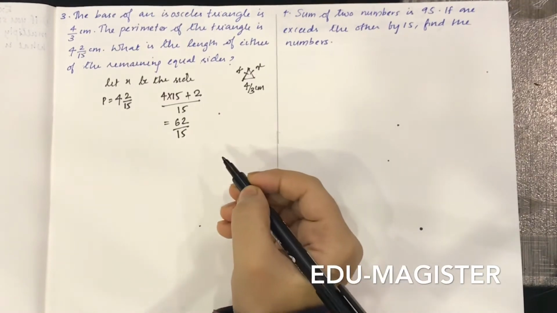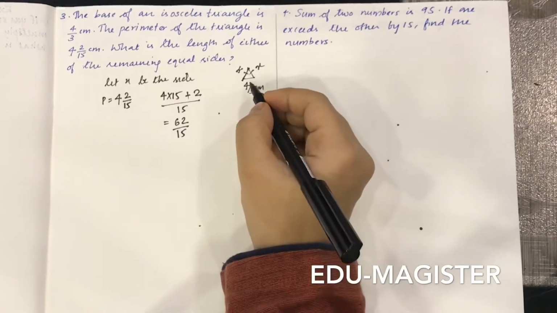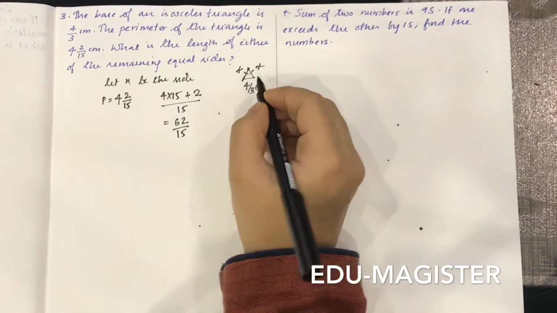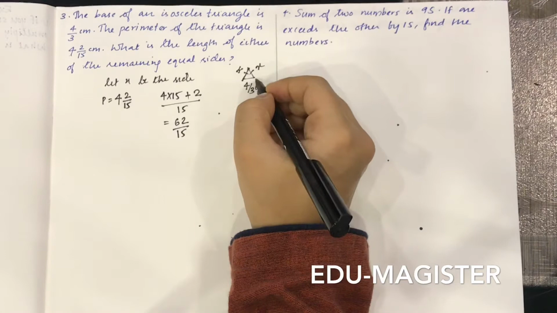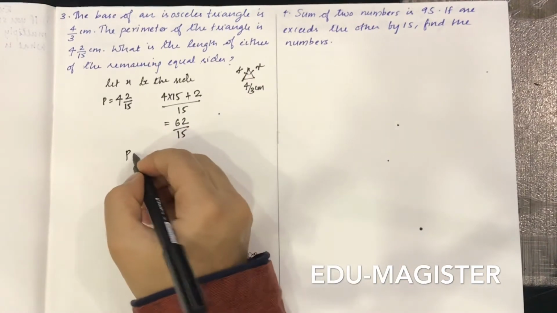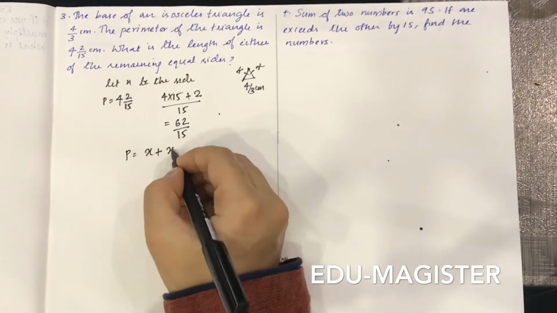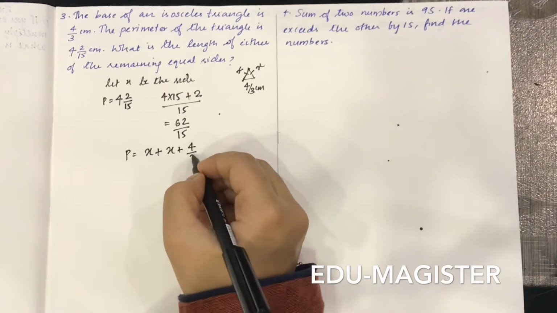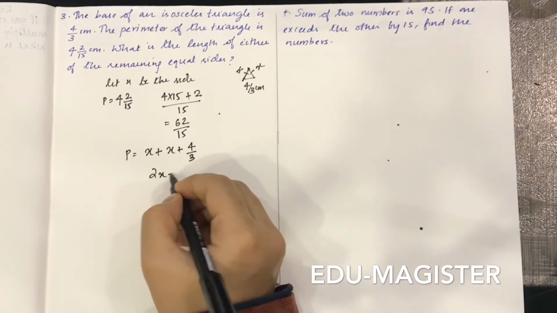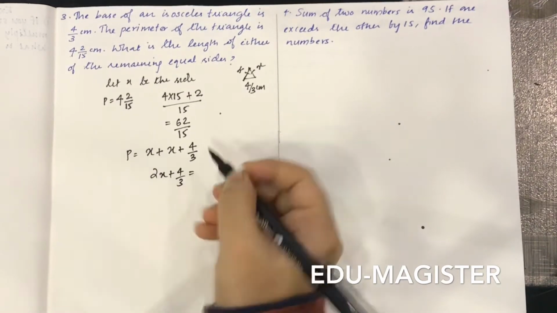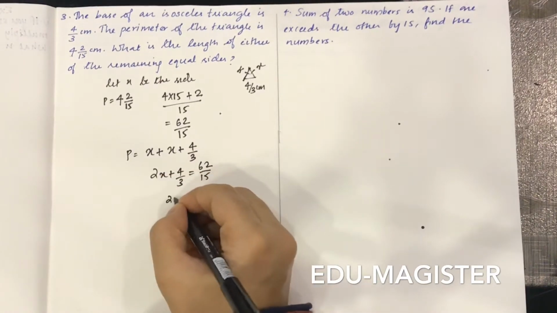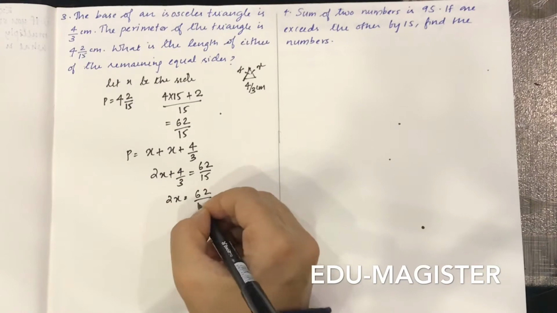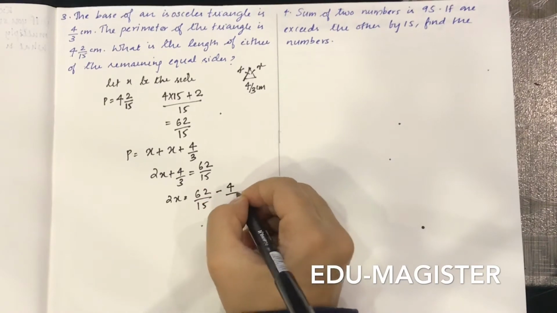This is the perimeter. Now what is the perimeter of a triangle? Perimeter basically means you have to add all the sides together, length of all the sides together. So perimeter is equal to x plus x plus 4 by 3, right? So 2x plus 4 by 3 is equal to, what is the perimeter total? 62 by 15. 2x is equal to 62 by 15 minus 4 by 3.